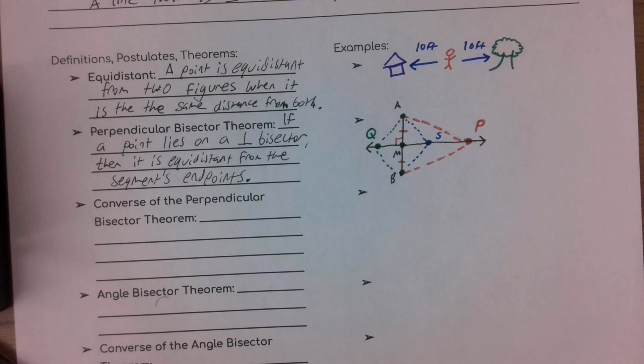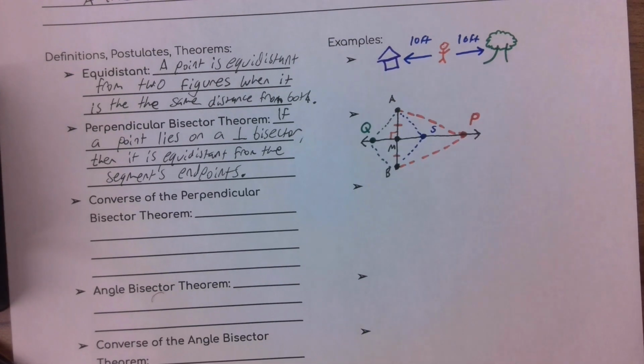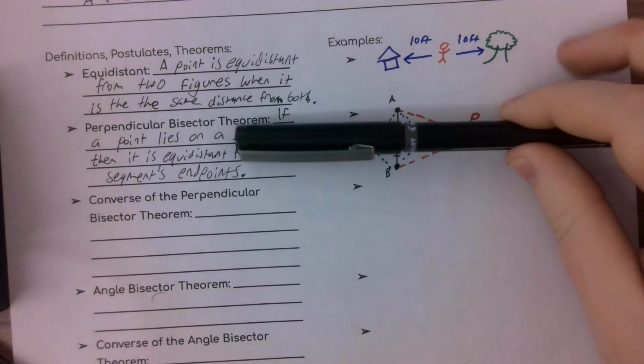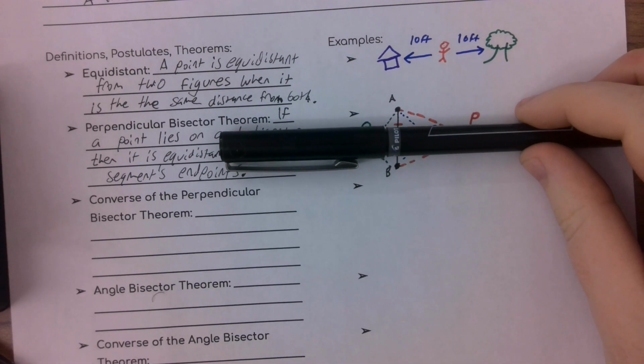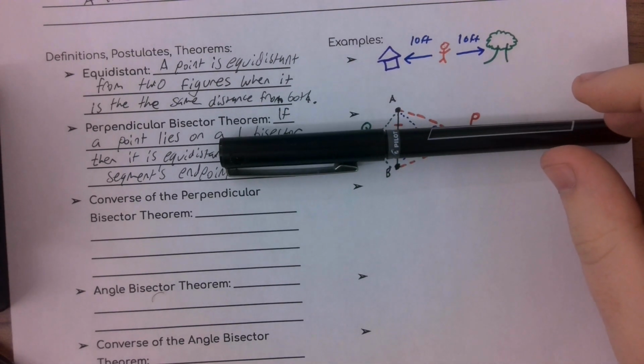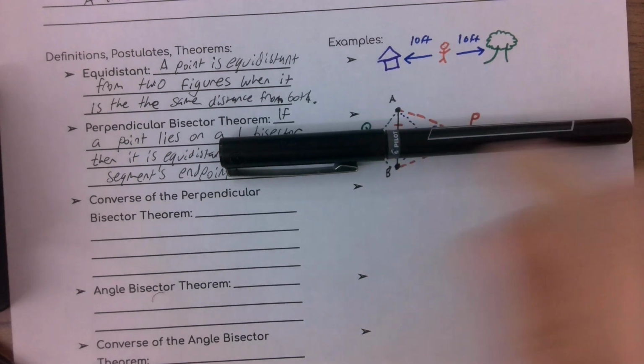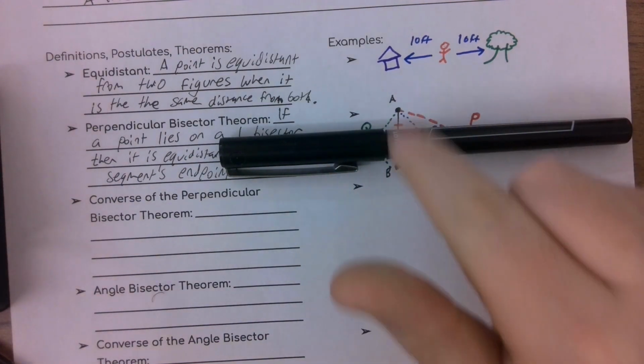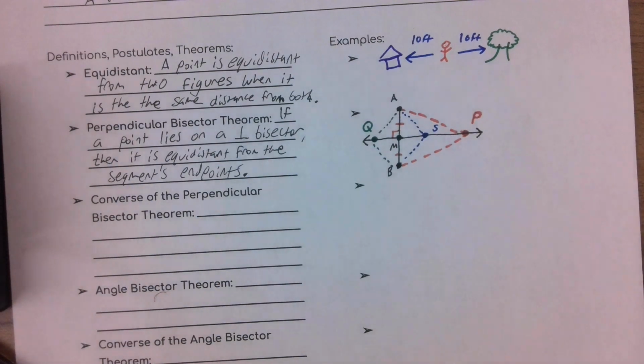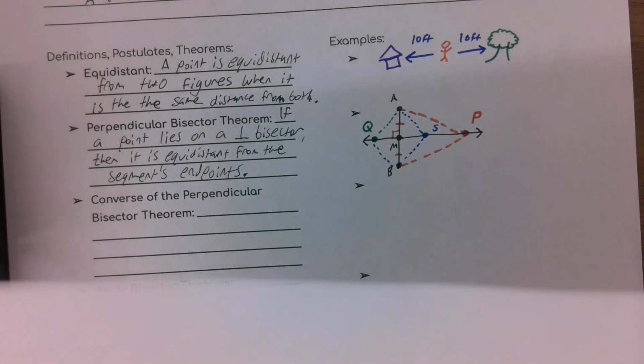The reason why this works is because the bisector, this line that I'm going to put my pen over, is directly in the middle of A and B. So any point that's on this bisector is also directly in the middle of A and B. So it's equidistant. Pretty cool, right? Before we go on to more theorems, I want to actually practice this.